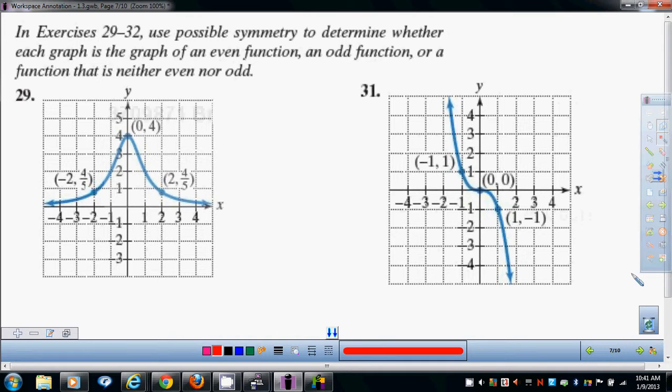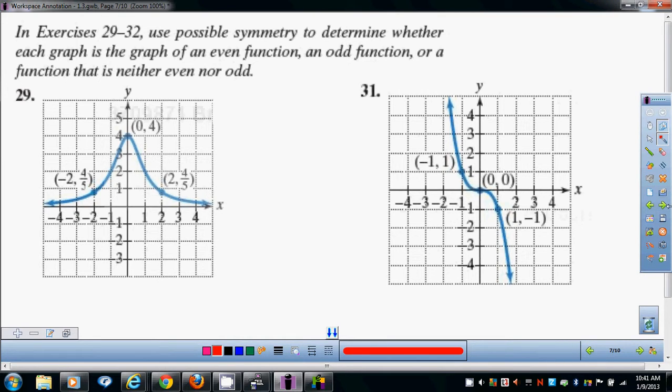29 even, 31 odd. Now, if they're mostly symmetrical, but one little thing throws it off, like let's say this is all fine and dandy, but then down here at the very end, for whatever reason, this kind of bubbled out, then it would be a neither. They have to be completely symmetrical. So that would be the case. Questions on those two?